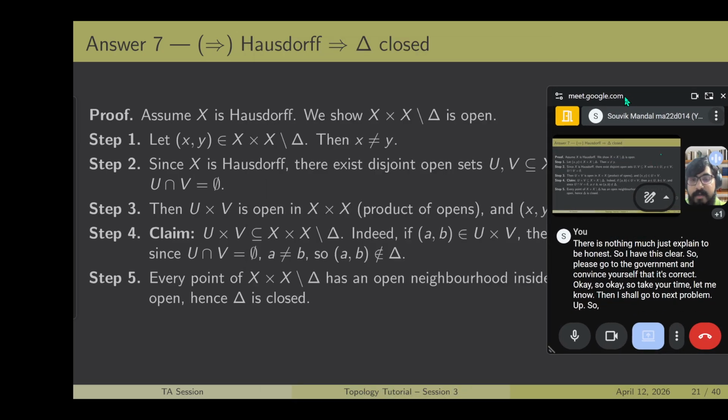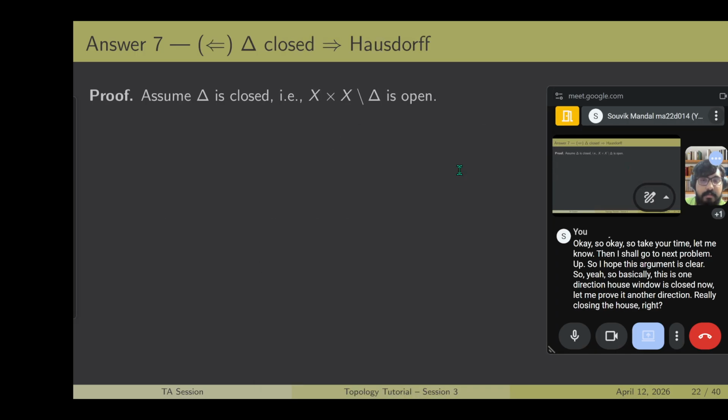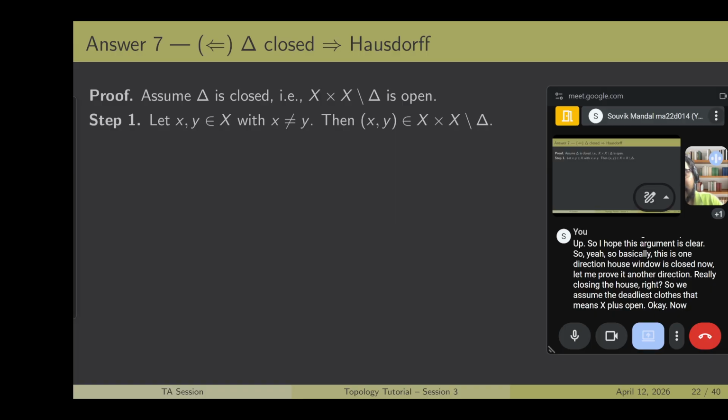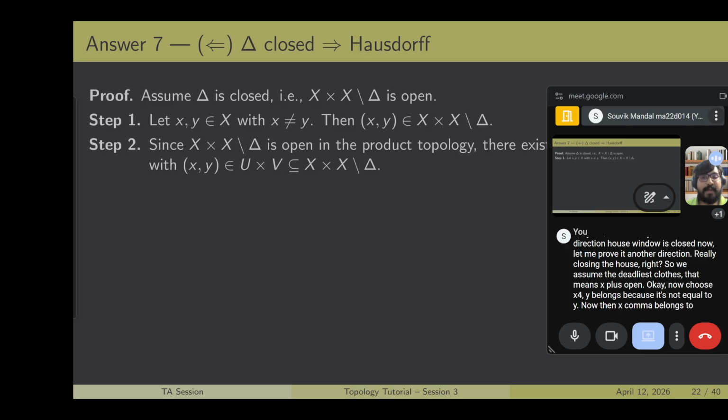So I hope this argument is clear. So basically this is one direction: the Hausdorff property implies the diagonal is closed. Now let me prove the other direction, really closing the Hausdorff door. So we assume the diagonal Delta is closed. That means X cross X minus Delta is open. Now choose x, y belonging to X with x not equal to y. Then (x, y) belongs to X cross X minus Delta.